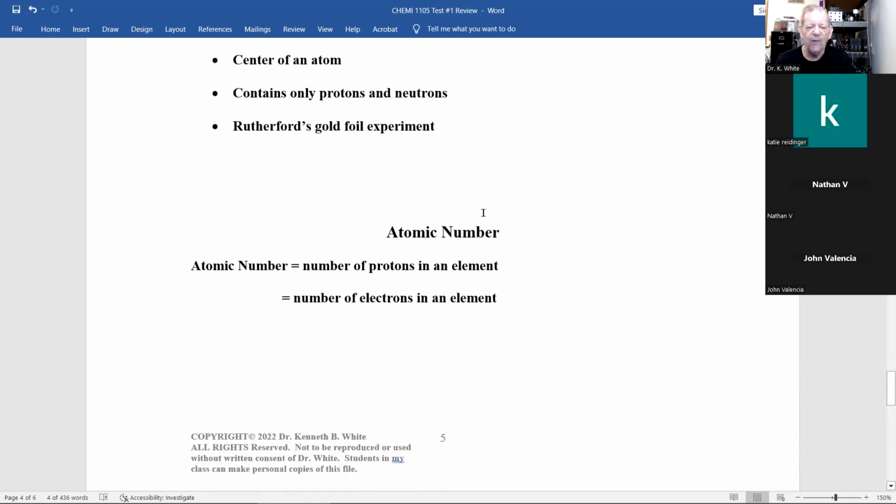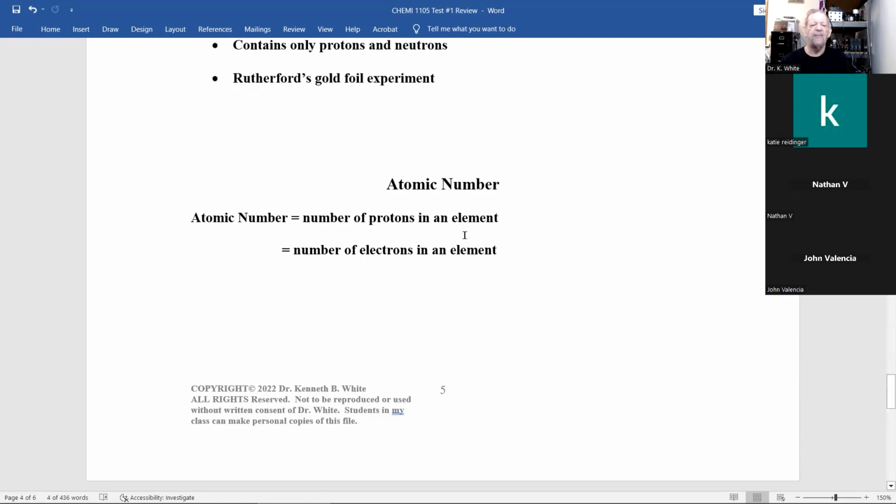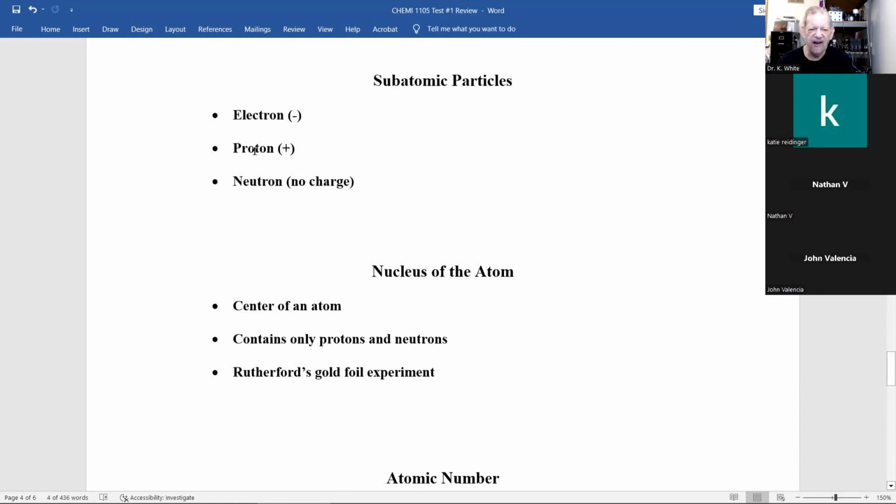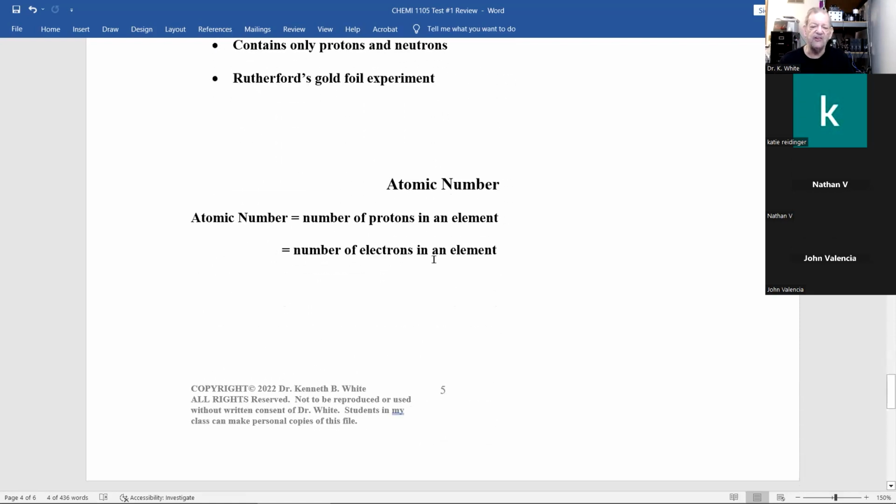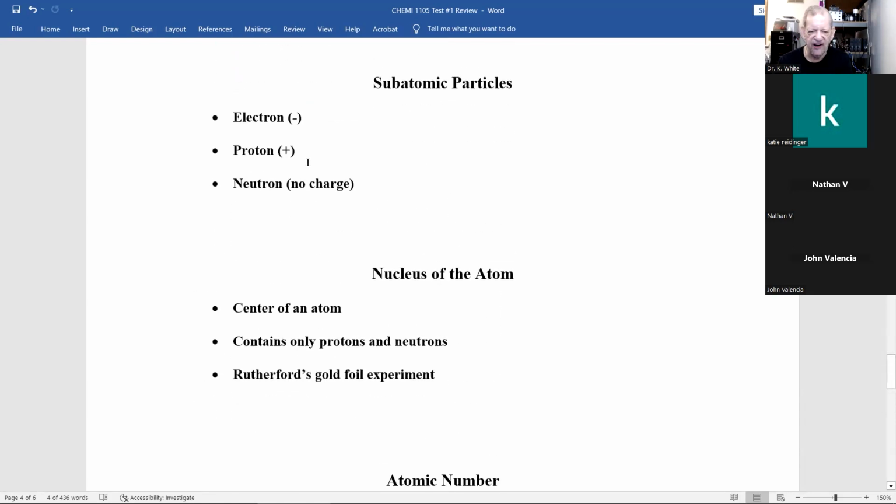Now, when we come to the protons of an element, that is found by the atomic number of that element. Now, all atoms of elements have a net zero charge. And the atomic number equals the number of protons, which have plus charges, then that also equals the number of electrons, which have a negative charge.